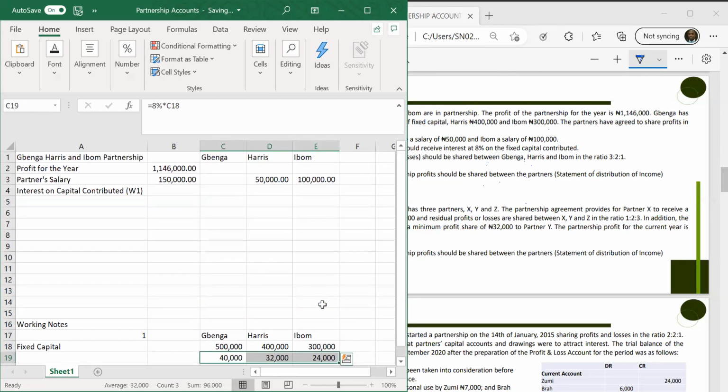Interest to remove. So we are going to put it for each person. Interest on capital, working note 1. We are going to put it, just link it together, 40,000. But your own, you'll be writing it out. So you just quickly write it out, 40,000, this, and this.